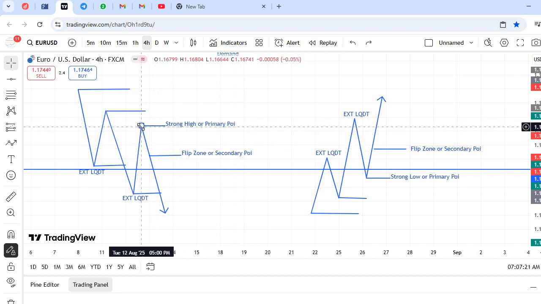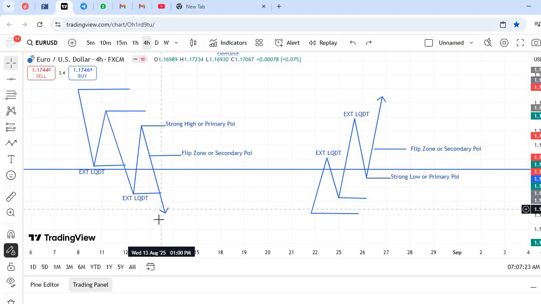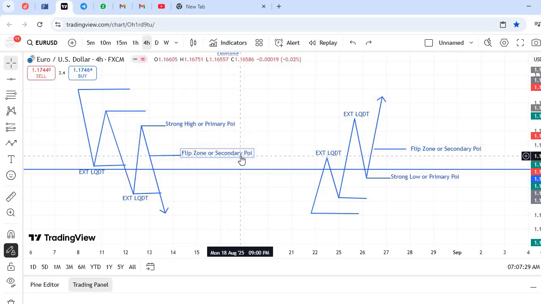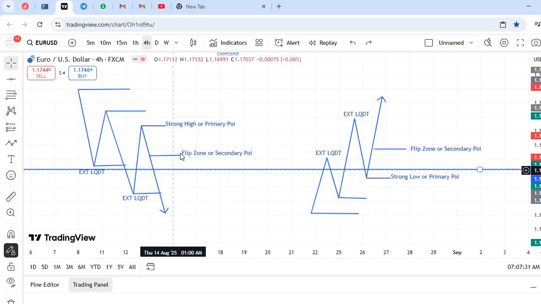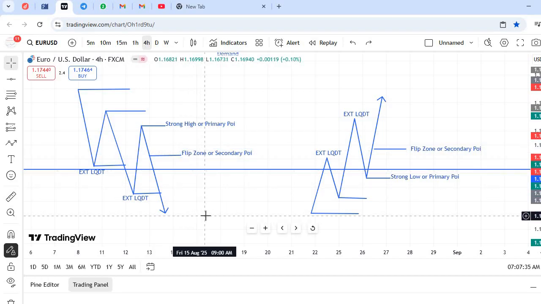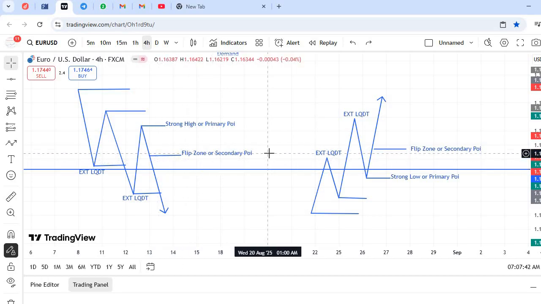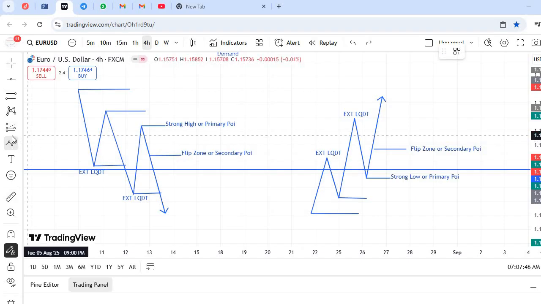This was the supply that took out this low. So this is the last, the strong high or the primary point. This is the flip zone or the secondary point. So now price can retrace back here and start coming down. So you now want to anticipate in advance two zones ahead. The price can either get to this level.